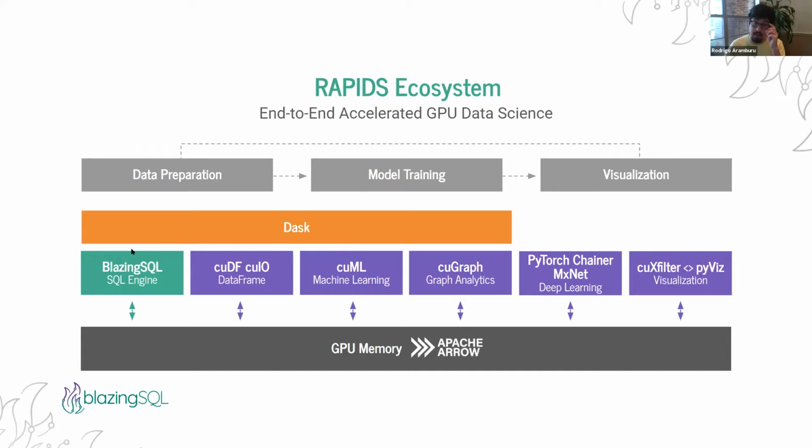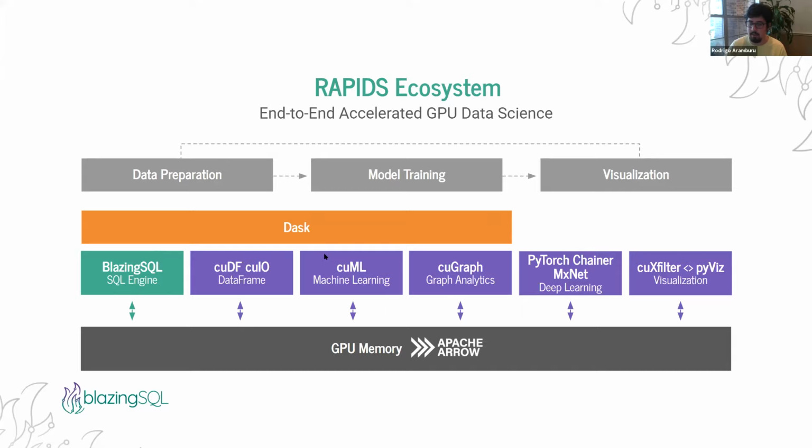This is actually pretty out of date because there's a whole bunch of other things that have been built, but this is kind of the bread and butter of the ecosystem. So on the left-hand side, we have our ETL and data prep tools. So we have SQL with Blazing SQL. We have data frame manipulation with cuDF. And then we start moving into more analytics, like machine learning with cuML.